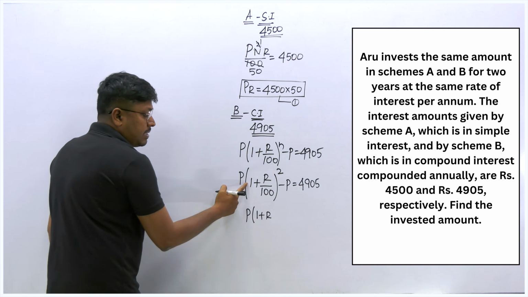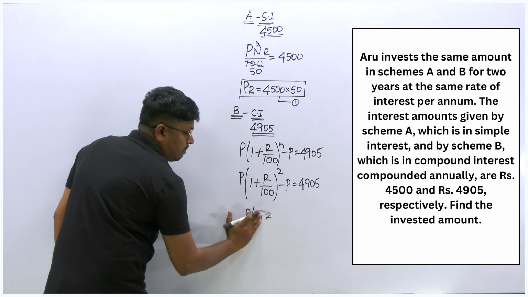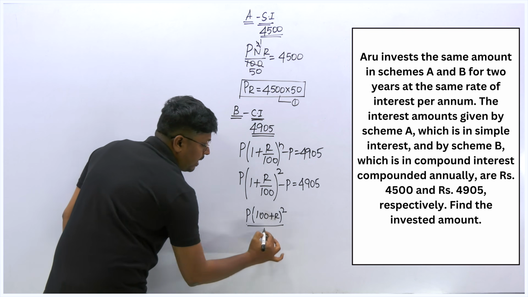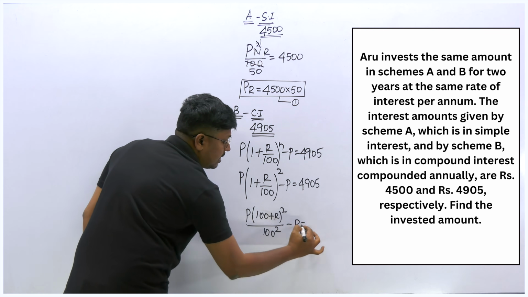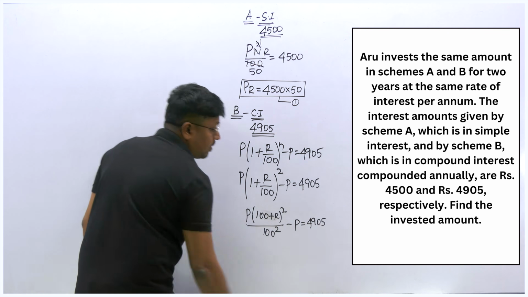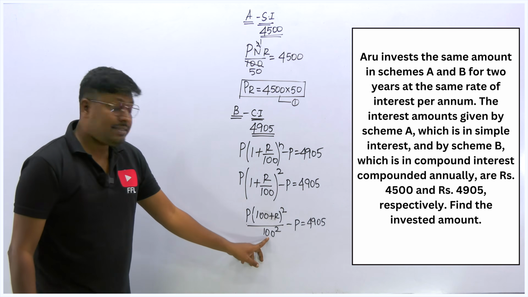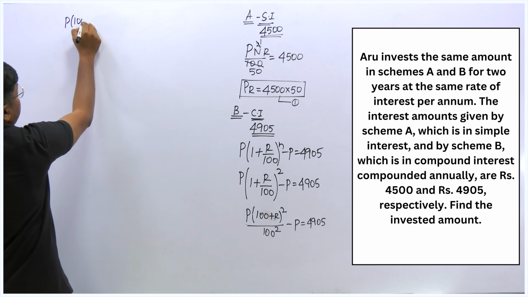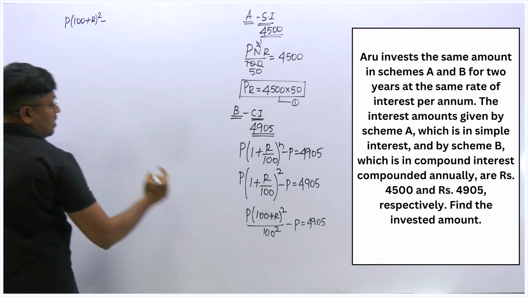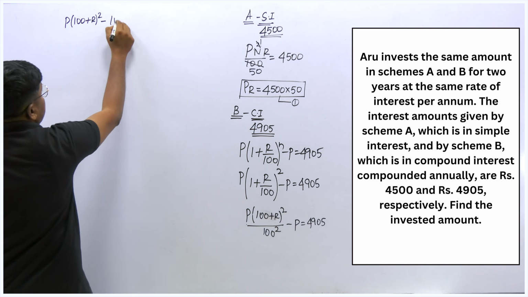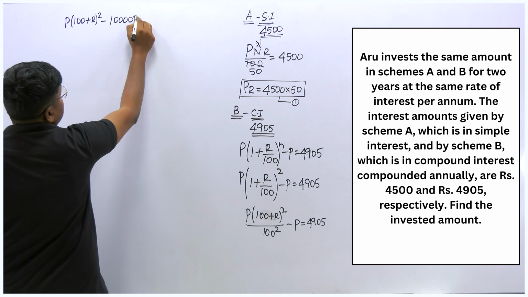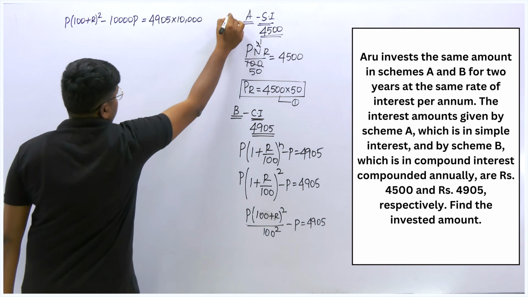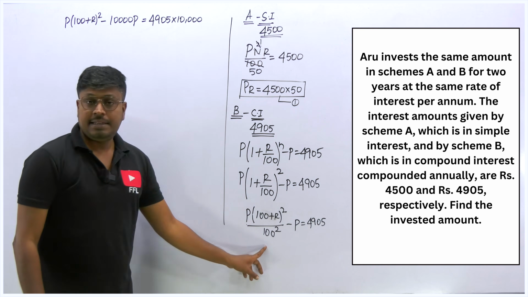So now this can be written as P into 1 plus R by 100. So this can be written as 100 plus R, the whole square divided by 100 square, minus P is equal to 4905. So friends, understood or not? So now let's take LCM as 100 square here. If I take LCM as 100 square, so P into 100 plus R the whole square, minus, so multiply 100 square here, which will be 10,000 P is equal to 4905 into 10,000. Right? So friends, what I did is I have taken LCM as 100 square here.